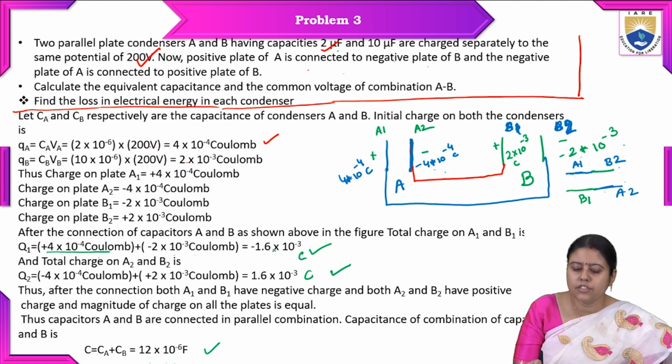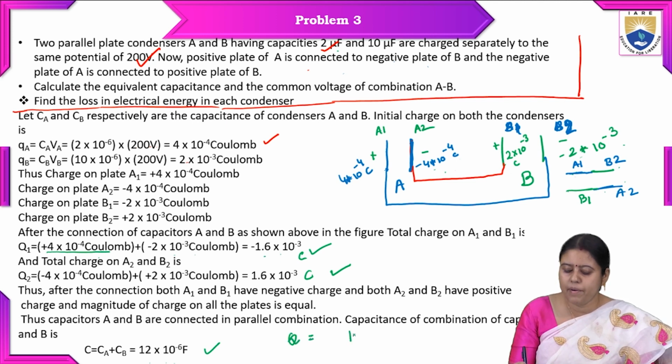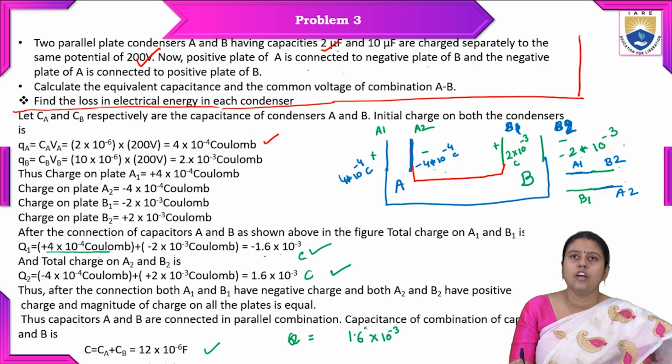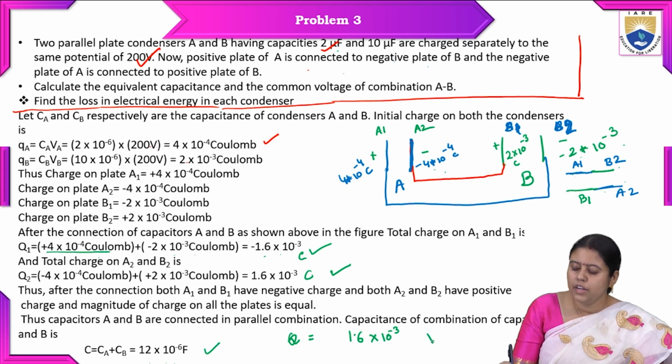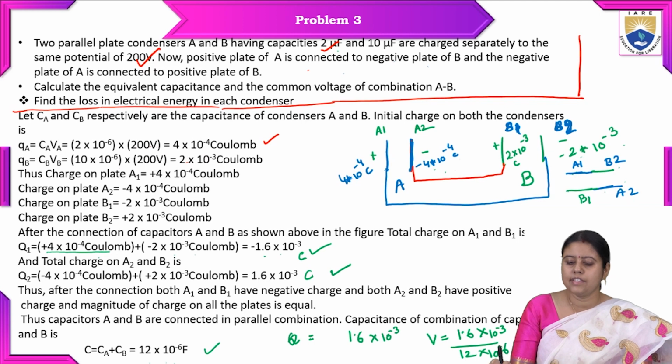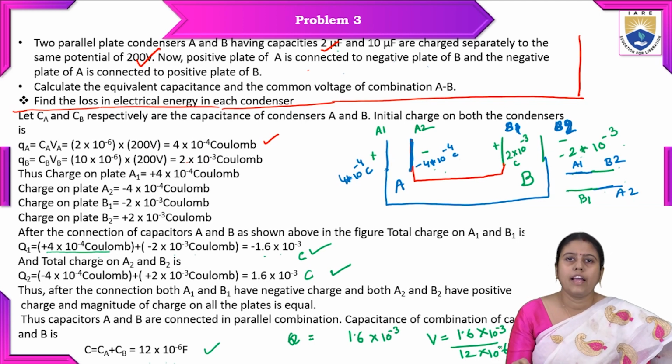What is the charge for this? What is the total charge Q? The charge is 1.6 into 10 to the power -3. So Q is equal to CV, so V is equal to Q by C. We got the Q value, and the C value is 12 into 10 to the power -6. So if we put in the values, we can get the voltage of the capacitor.